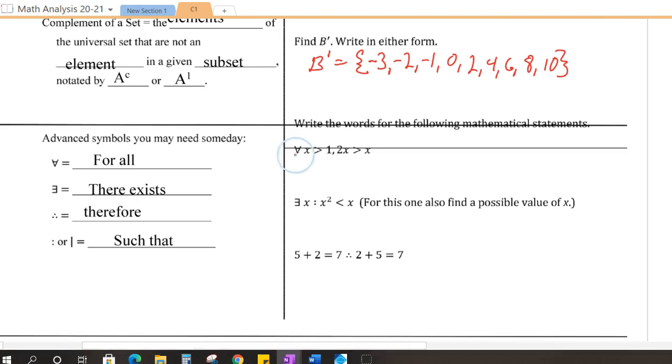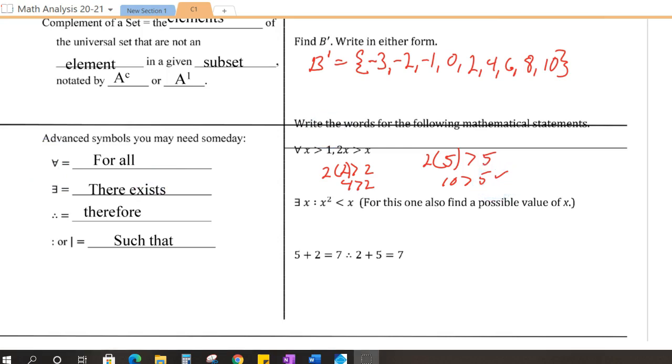So for the examples we have, for all x greater than 1, 2x is greater than x. So that's a true statement, right? We can choose any number greater than 1. 2 is greater than 1. So 2 times 2 is greater than 2. Is that a true statement? Yeah, 4 is greater than 2. Or let's try another one. For all x greater than 1, so that would be 5. Well, that's true. 2 times 5 is 10, which is greater than 5. So the upside down A is for all.